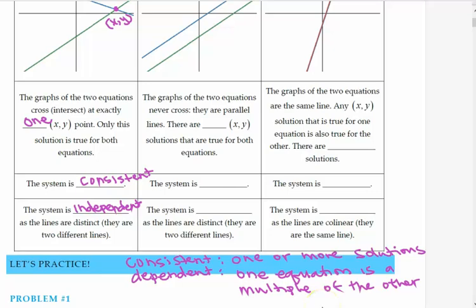Now let's look at when we have two parallel lines. The graphs of the two equations never cross. They are parallel lines, so there are no solutions that are true for both equations. This system would be considered inconsistent because it doesn't have at least one solution. So let's put here, this one is inconsistent. And the system is independent, again, because these are two distinct lines.